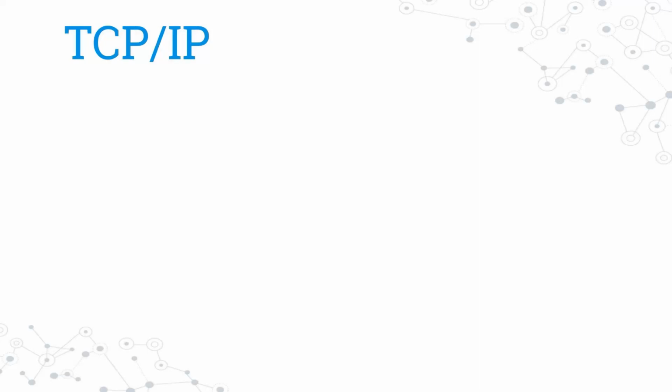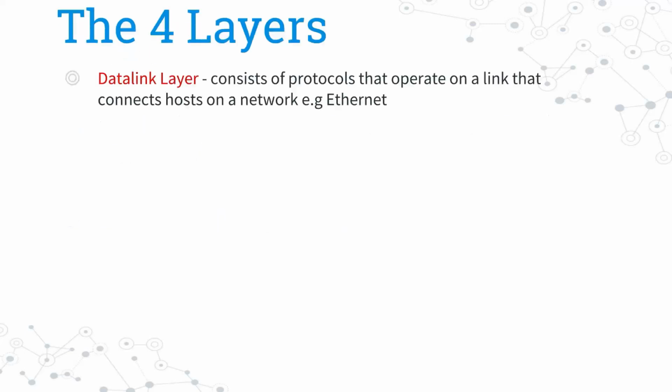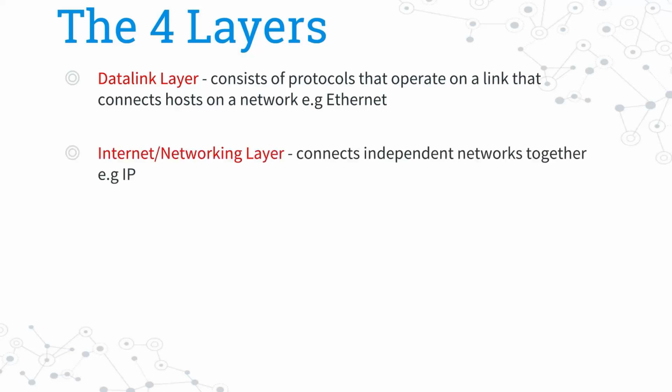So together, we refer to it as the TCP/IP protocols, and they are a set of protocols used to interconnect network devices on the internet, and they are divided into four major layers. And the very first one is the data link layer. This consists of protocols that operate strictly on a link that connects hosts on a network. So whenever you have your computer linking up to the internet, that actual link itself is the data link layer. An example of a protocol that would exist here would be the Ethernet protocol.